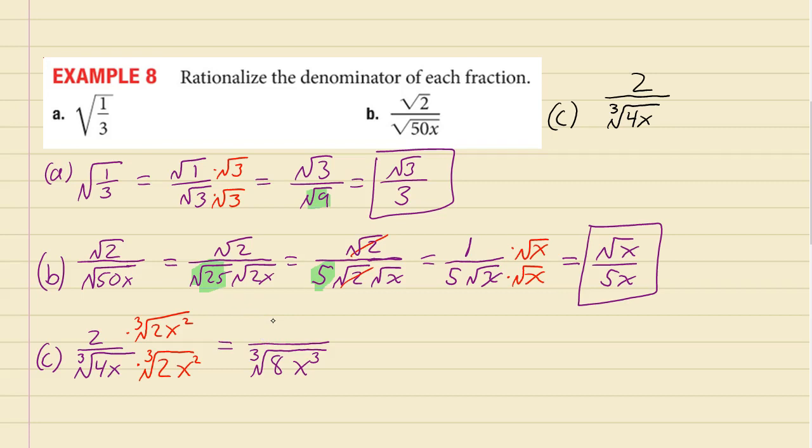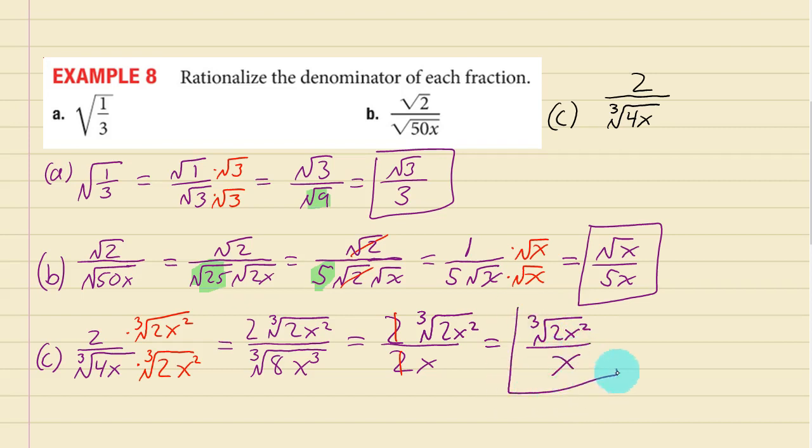But then in the numerator, we can't really do anything with that. It's 2 times the cube root of 2x squared. And in this denominator, that's going to turn into just 2x, because the cube root of 8 is 2, and the cube root of x cubed is x. So that's what you end up with. Oh, and also, I should say a 2 reduces, so you can then write this as the cube root of 2x squared all over x.